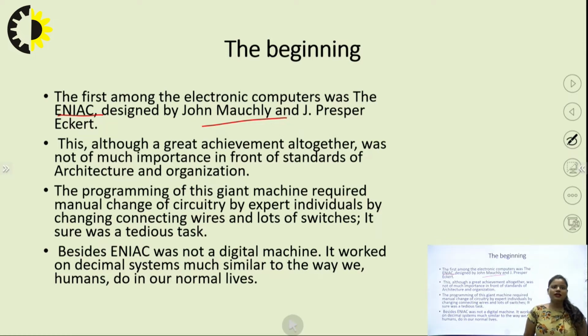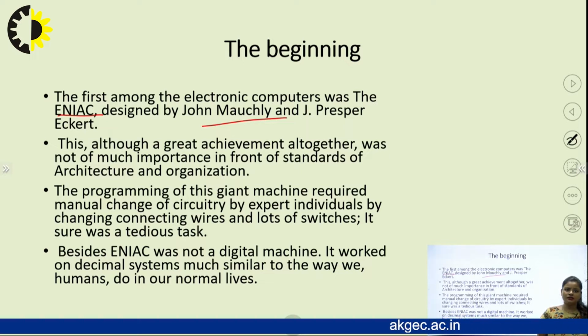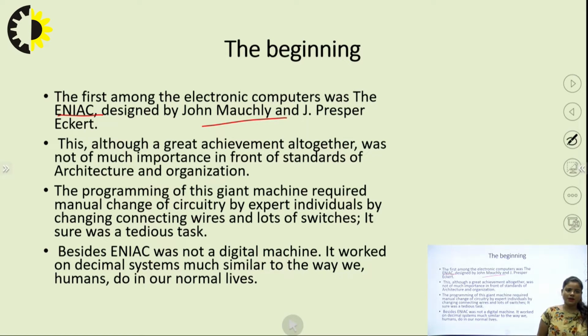Although it was a great achievement altogether, it was not of much importance in terms of the standards of architecture and organization. Programming this kind of machine required manual change of circuitry by expert individuals, by changing connections, connecting wires and using lots of switches. It was basically a tedious task. Besides, ENIAC was not a digital machine basically. It worked on the decimal system, much like the way we humans do in normal life. So that was a small introduction to the beginning of computer organization and architecture.